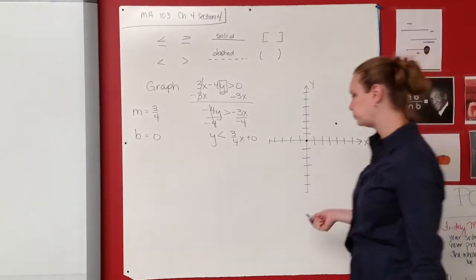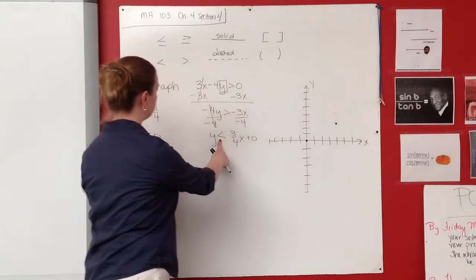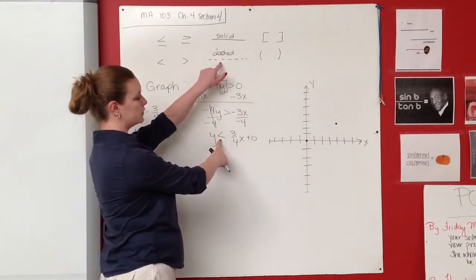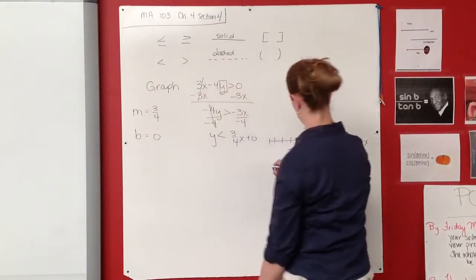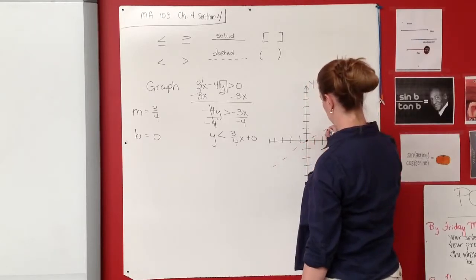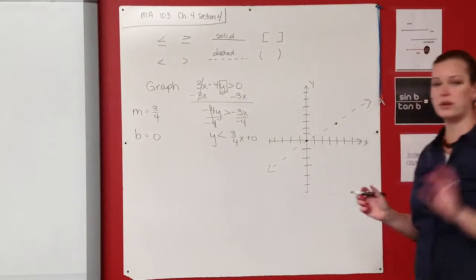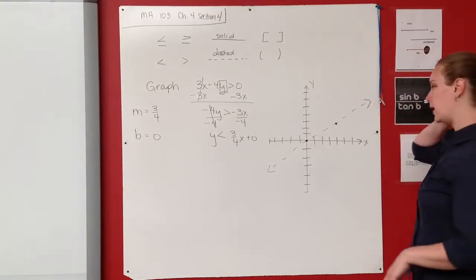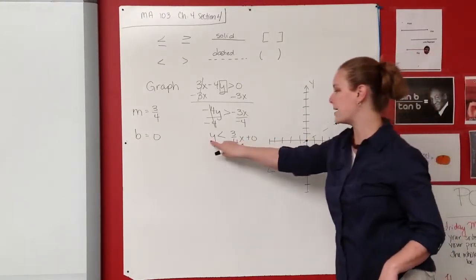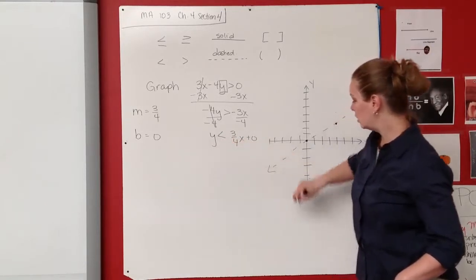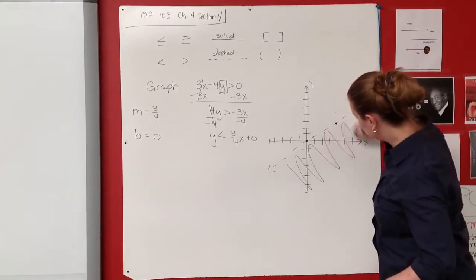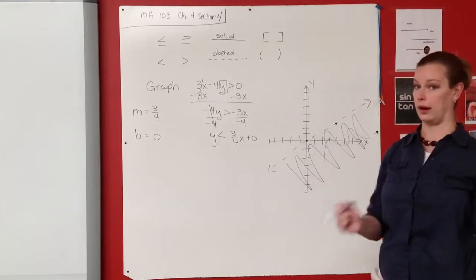It keeps going. Now, because we're looking at a less than sign, we're going to use a dashed line. Okay, that sort of indicates that it's an open interval. And because y is less than this expression, you're going to shade below. So that would be the graph of this function.